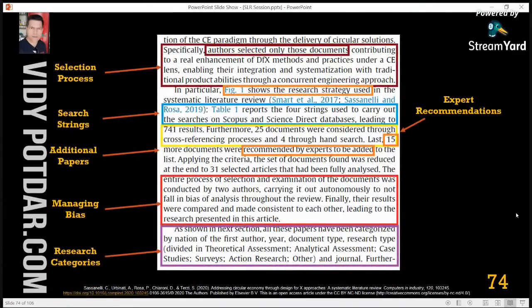The next paragraph continues and then talks more about the selection process. Authors selected only those documents contributing to a real enhancement of DFX approaches and so on. Figure 1 shows the research strategy used. I think I have the figure in the next slide. Search strings. Table 1 reports the 4 search strings.